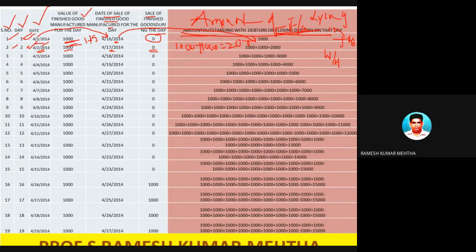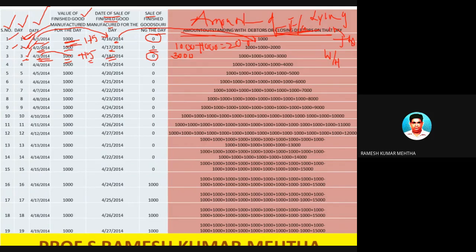Next one, on the third day, again you are manufacturing on 3rd April 2014, 1,000 rupees worth of finished goods, and this will be sold on 18th April after 15 days. So add 15 to 3rd April, you will sell these goods on 18 April 2014. Until such time there are no sales, because this is not sold, this is also not sold, this is also not sold. So the total amount of finished goods lying idle in the stock room is 3,000 rupees.